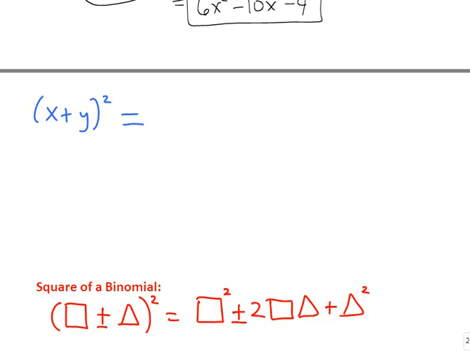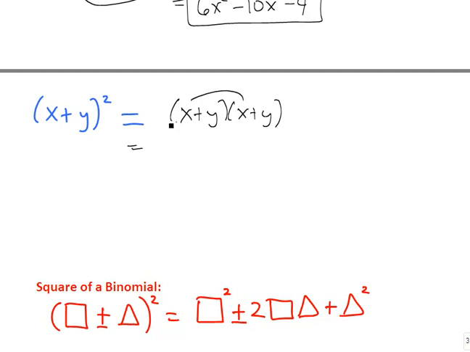Now in the next example, we're going to do x plus y quantity squared. And this develops a special pattern because this is called a square of a binomial. It's a binomial because it has two terms, x plus y, and we're squaring the whole thing. So to figure out what this is going to turn into, let's rewrite x plus y quantity squared as x plus y times x plus y, and we're going to FOIL that.